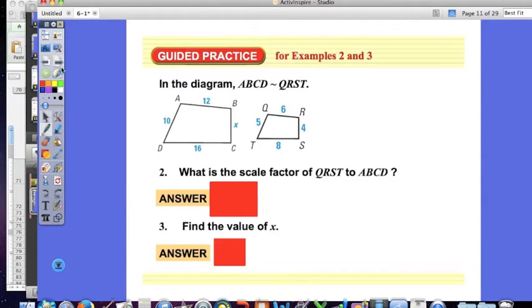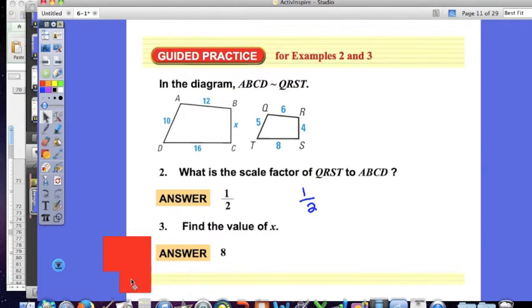Here's the solution. And let's go over some more guided practice. The scale factor of QRST to ABCD. So smaller's on top, it's listed first, 6 over 12, 1/2. 4 over x I'm not sure about, but 8 over 16 is 1/2, 5 over 10 is 1/2. And find the value of x. Okay, this is the larger one, so 4 over x is equal to 1/2, x being equal to 8.